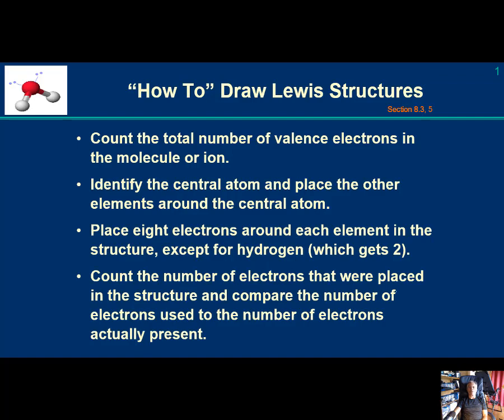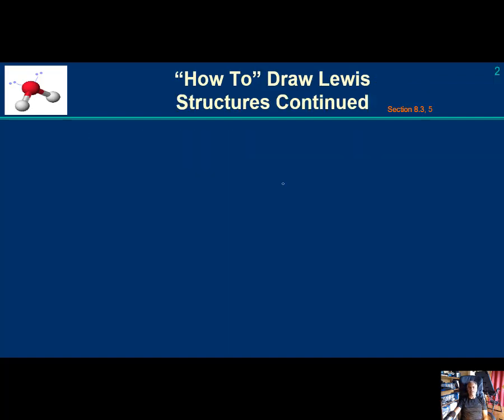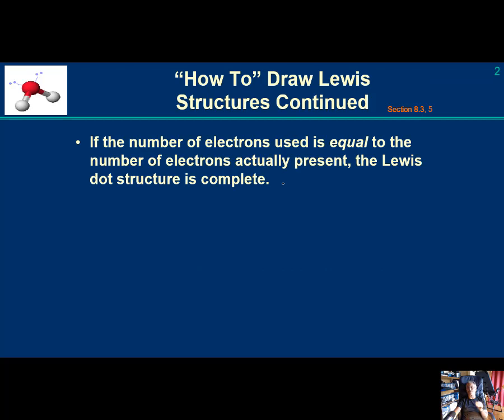Count the number of electrons that were placed in the structure. Compare the number of electrons used to the number of electrons that are actually present. If the number of electrons that you actually used to draw the structure is equal to the number of electrons that are actually present in this particular structure, that is the valence electrons, the number of them is the same as the number that you've used to draw the structure, you're done.